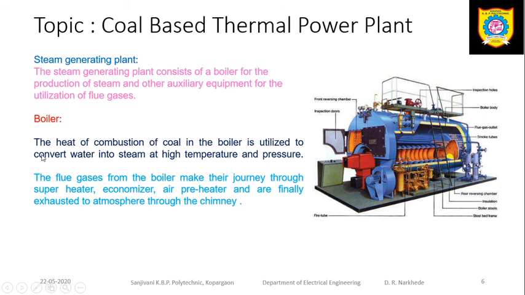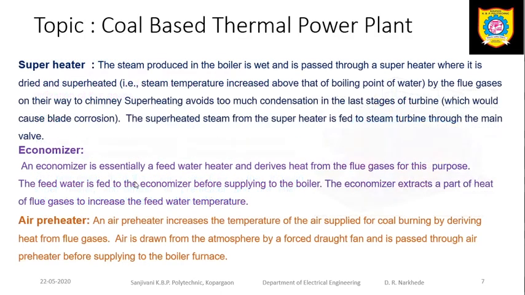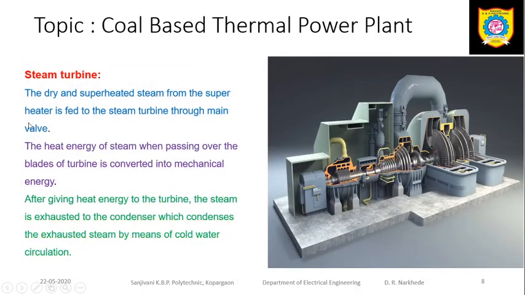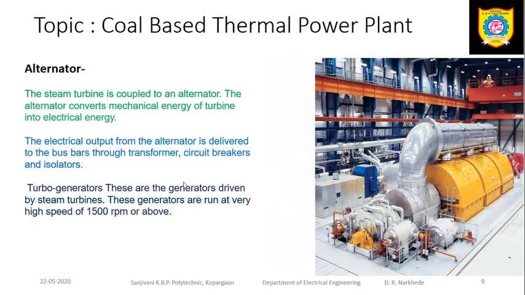What is the function of the boiler? The combustion of coal in the boiler is utilized to convert water into steam at high temperature and pressure. Then a steam turbine, which will rotate by means of your steam. Then the alternator. The alternator will convert mechanical energy into electrical energy.